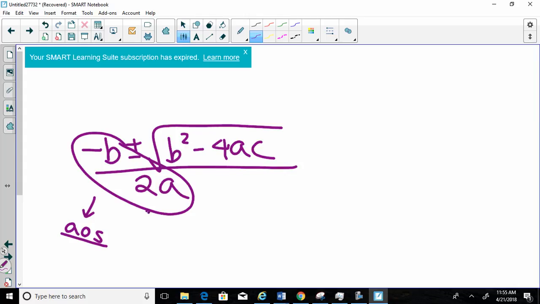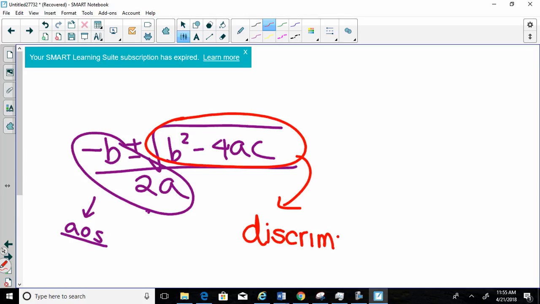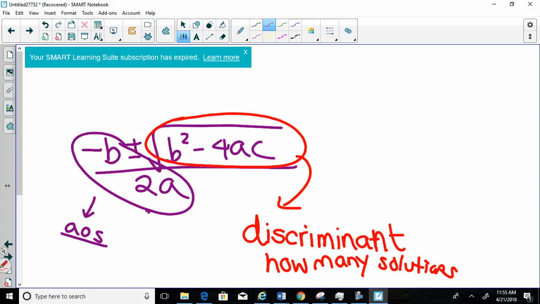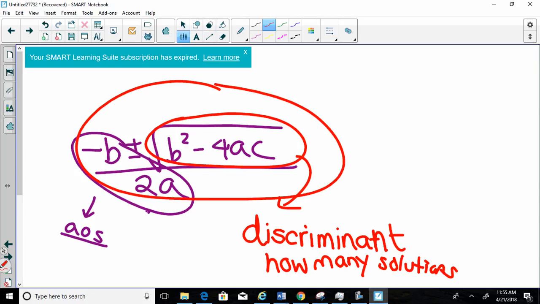Remember, we could use this. What is this in the radical? What's that called? It starts with a D. Discriminant. Remember, it discriminates and tells you how many solutions. I sometimes call it the discrimination. And so the whole thing gives you your x-intercepts, zeros, solutions.